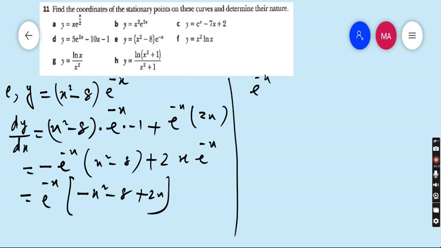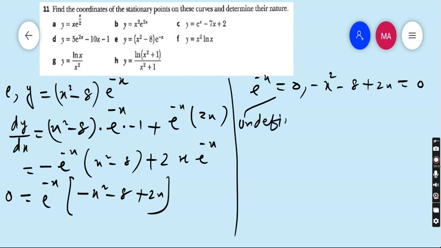e power minus x times this is equal to 0, because when we find the stationary point we must replace dy by dx by 0. So e power minus x is equal to 0 and minus x square minus 8 plus 2x is equal to 0. The first is undefined. I already told you in the previous part, so no need to tell again. Multiply this whole quadratic equation by minus 1. So it should be x square minus 2x minus 8 equals 0.